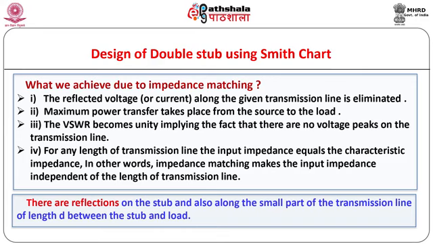It may be noted that though after impedance matching there is no reflected voltage or current along the given transmission line, there are reflections on the stub and also along the small part of the transmission line of length d between the stub and the load.